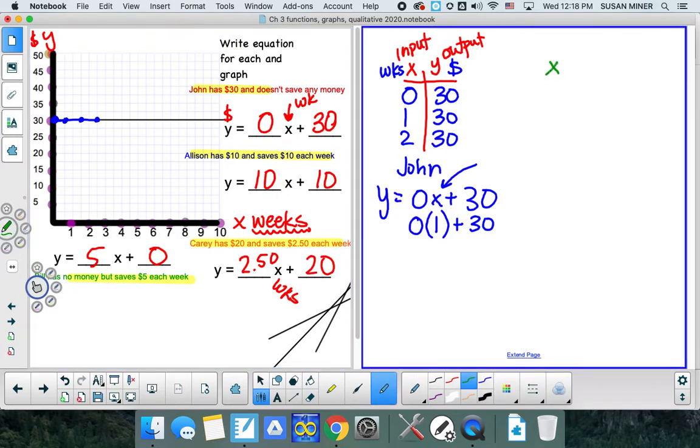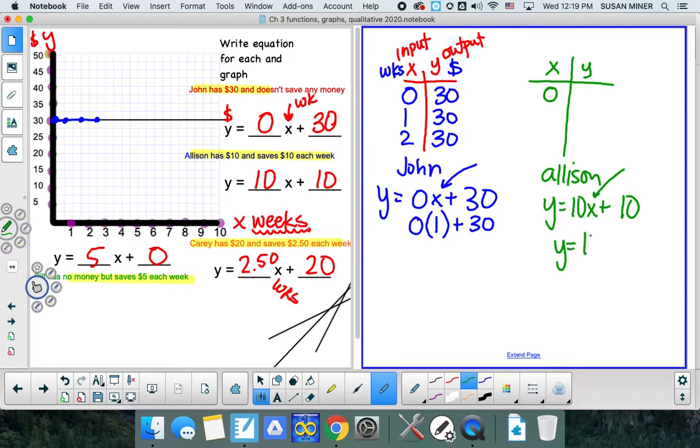We're going to do the same thing, but this time we're going to make a little XY table in order to be able to graph Allison's money saved. And Allison's equation was y equals 10x plus 10. And so I'm going to choose some inputs. And remember, Ms. Miner always chooses 0, right? If I take this equation and I input a 0, then my y amount is going to be 10. 10 times 0 is 0, plus 10 is 10.